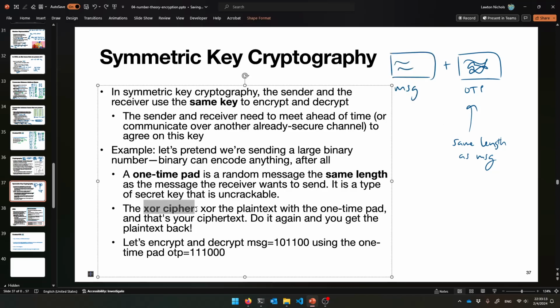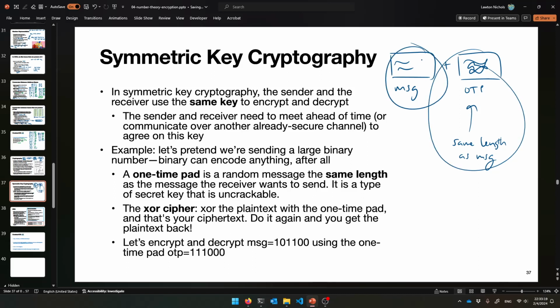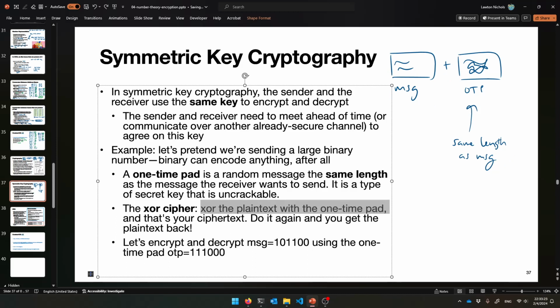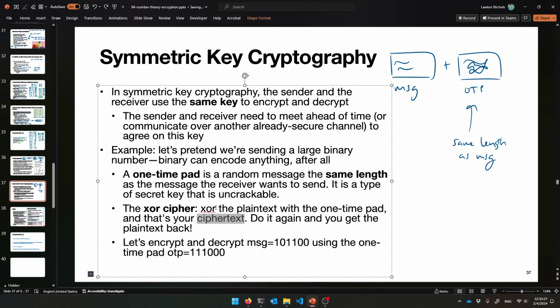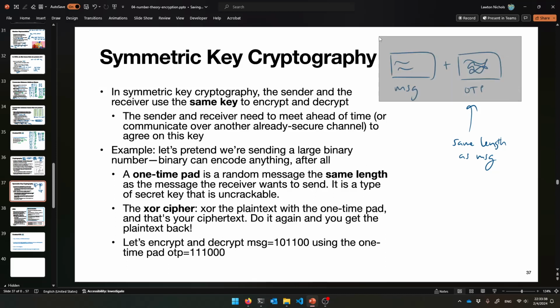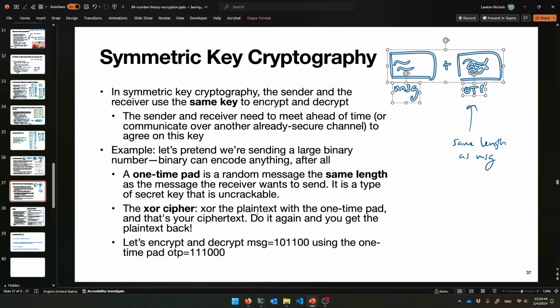One way to use a one-time pad to encrypt an original message is to use the exclusive OR cipher, the XOR cipher. Because this is a binary number, and this is a binary number of the same length, if you just exclusive OR the plain text with your random one-time pad, that can be your ciphertext. And exclusive OR is really nice because it is its own inverse. So if you do exclusive OR by the one-time pad again, because the sender has the one-time pad and the receiver also has it, you're going to get back the plain text, which is cute.